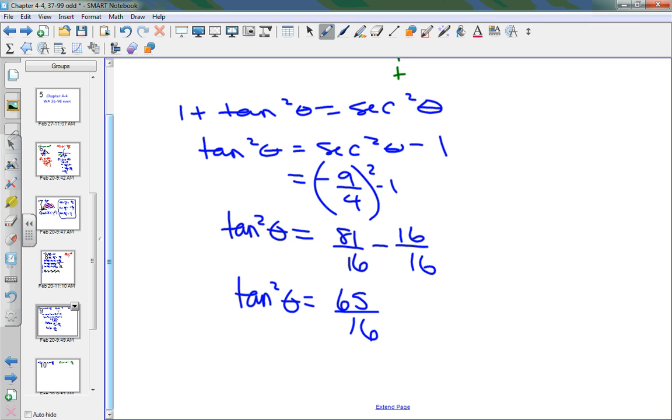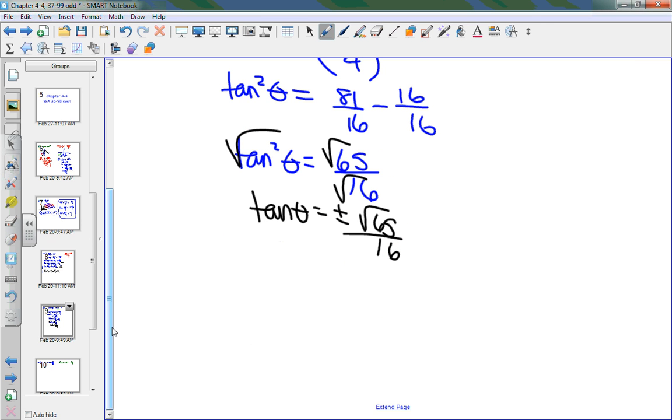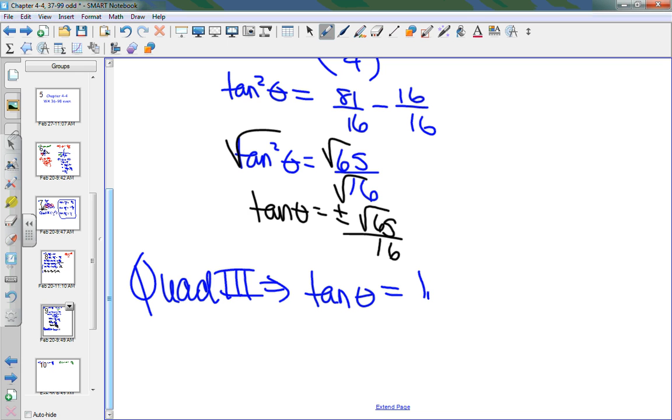65 over 16. Now I need to find tangent. So what do I do? Take the square root of it. Now whenever I take the square root of this thing, technically I should have a plus or minus going on here. However, which do I want? The positive or negative? Why do I want the positive? Because I'm in quad 3. And because I am in quad 3, that implies the tangent of theta has to equal positive square root of 65 over, and no one caught me, I put 16 there, it should be 4.